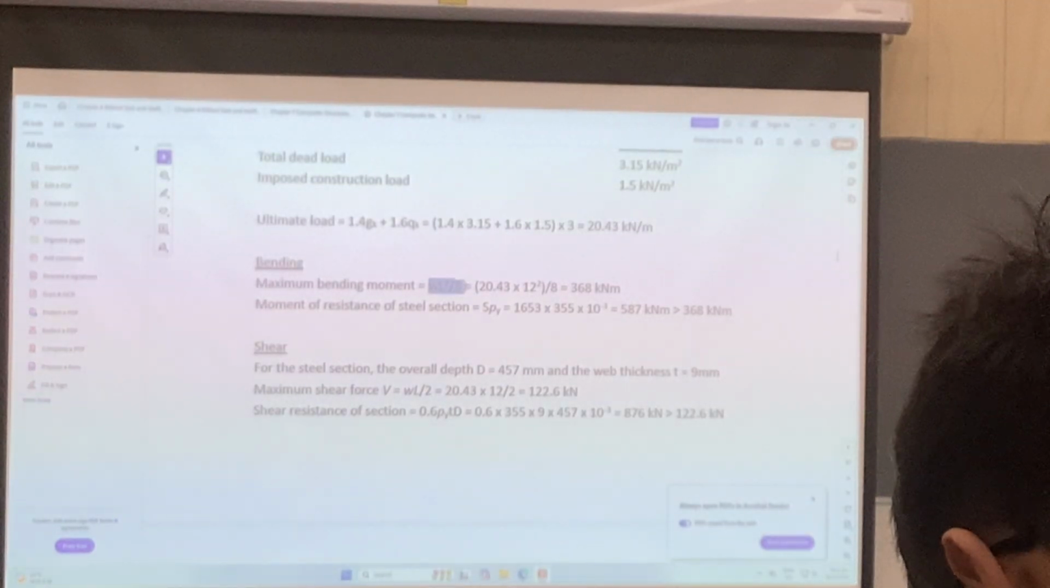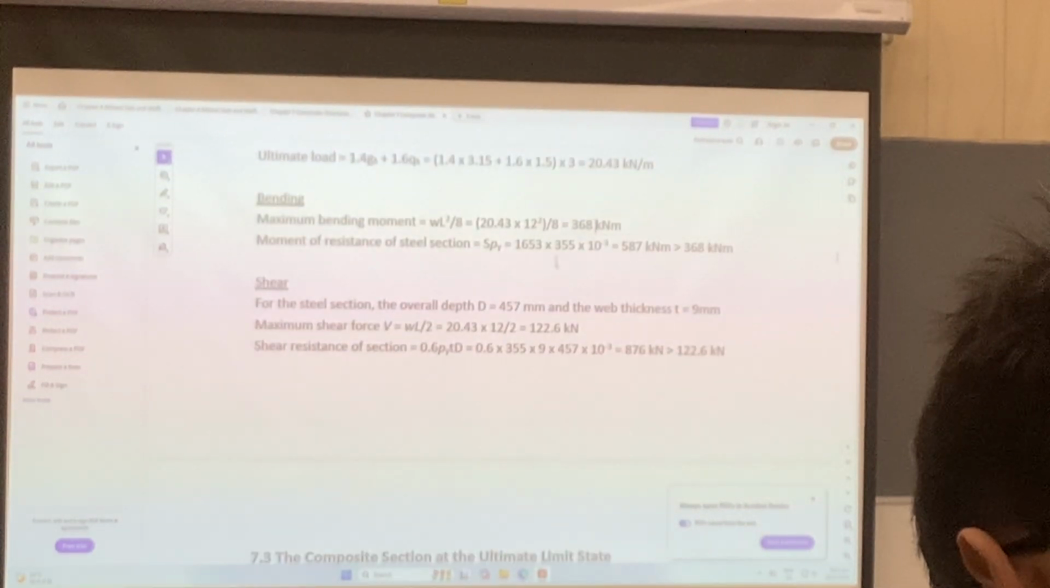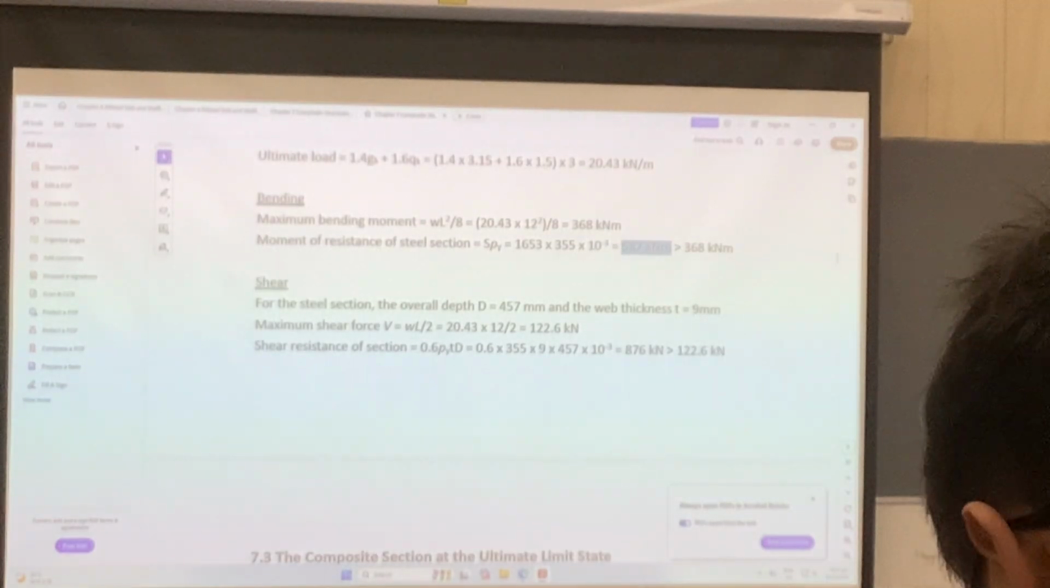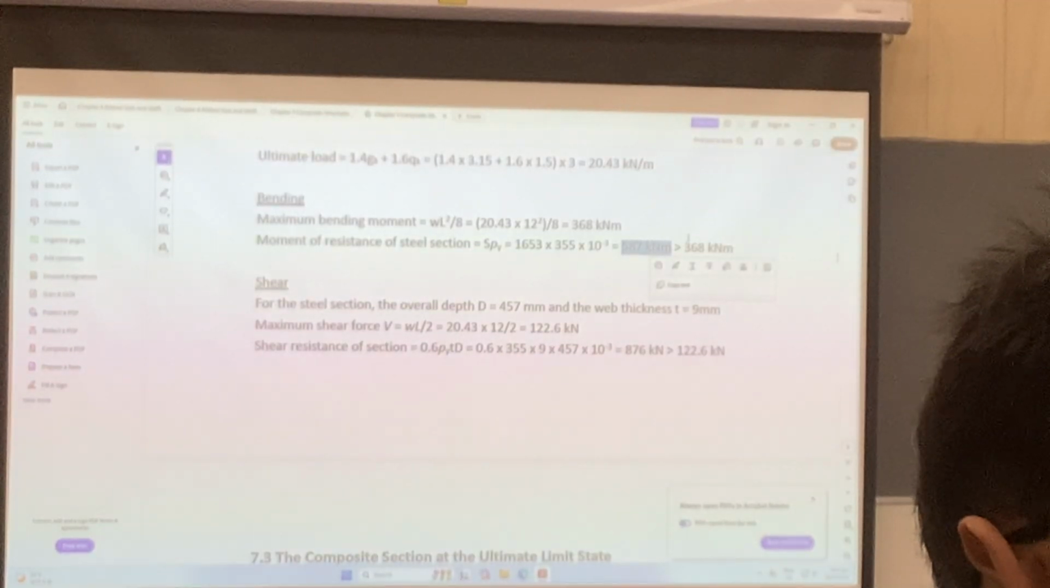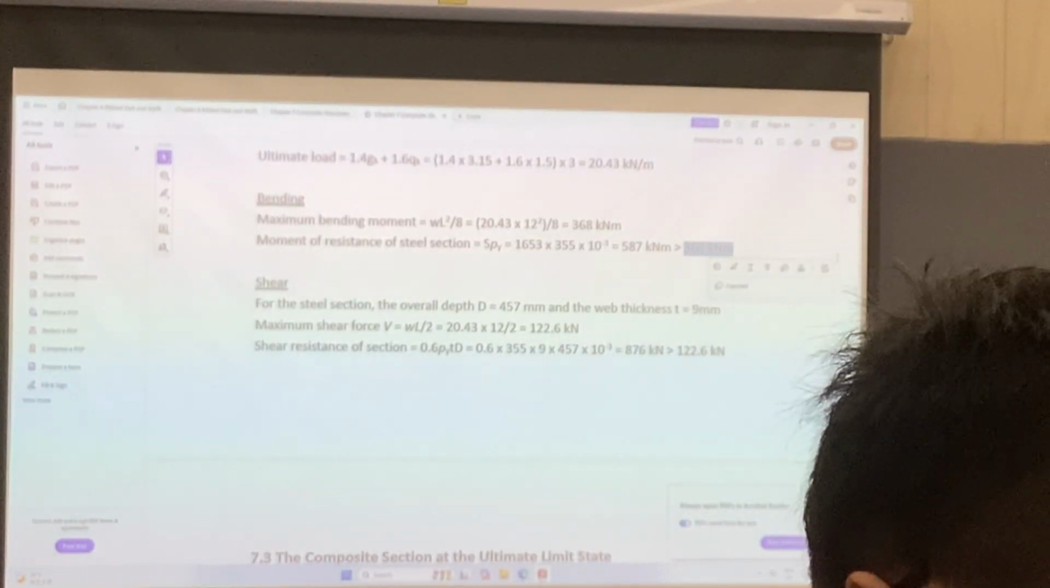Then for this one, you can see that the maximum bending moment is WL squared divided by 8. So you have this W times the length squared divided by 8. So you have the bending moment is equal to 368. This is the maximum bending moment. Now, the moment capacity of the beam is S times Py. S is 1653, and then the Py is equal to 355, and then you divide it by 10 to the power 3. So you have 587 kNm. So your moment capacity is equal to 500 something, while your applied moment is equal to 368. Okay, so your moment is fine.